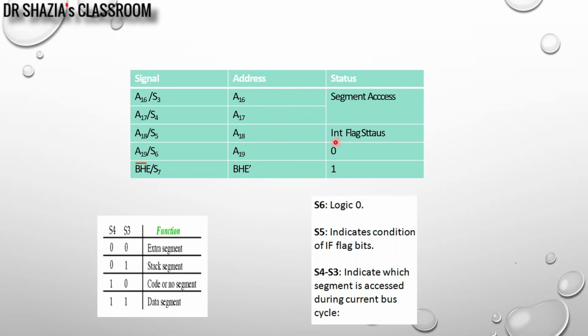A18 represents the 18th bit of the address line, and S5 indicates the status of the interrupt flag. Whereas A19 is multiplexed with S6. S6 is 0 always, and BHE bar slash S7, which we have discussed in detail in the previous slide. S7 is 1 always.